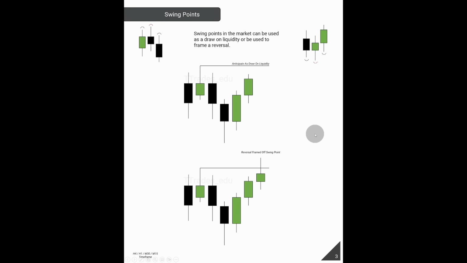The next thing we are going to cover are swing points, failure to displace, and then the next day model, or just the next candle model. So swing points, if you haven't seen my video on buy side and sell side liquidity, I'll link that in the top right. However, swing points are just turning points in the market. We can use these to anticipate a draw on liquidity, or also frame a reversal off of them.